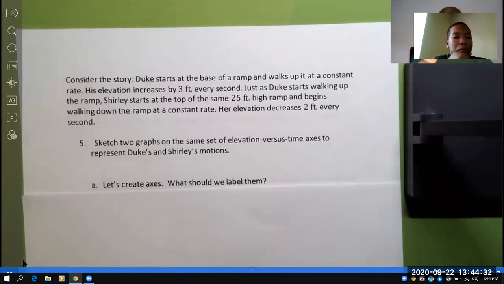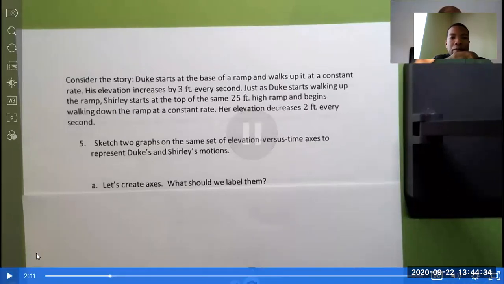All right, so let's create those axes. Okay, so I'm going to pause because I want to put it in the chat real fast. Put in the chat, what do you think we're going to label our axes? Any recommendations of what we should label our axes? Go ahead and put that in the chat real fast, and I'll continue. What should we label them?